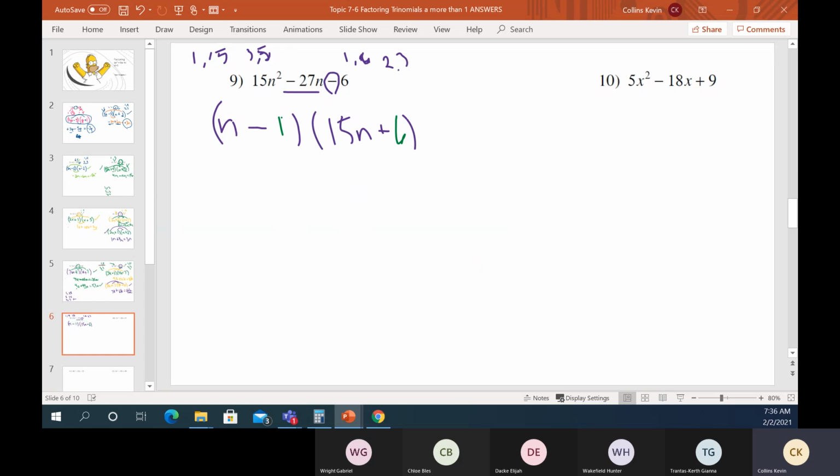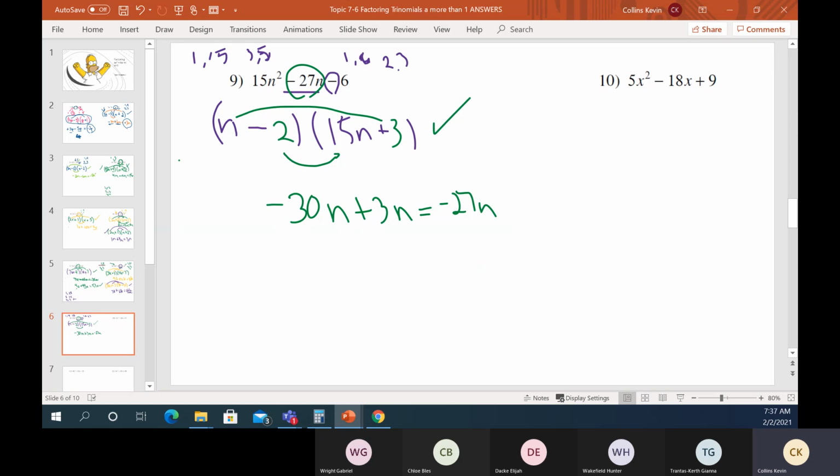All right, so last time we had the 3 first, didn't we? So let's try the 2 up front. If I do 2 here and 3 here, we got minus 2 times 15. That's minus 30n. And then we do n times 3, that's plus 3n. I think we're onto something here. Minus 30 plus 3 is minus 27. That's our guy, right? So there we go.